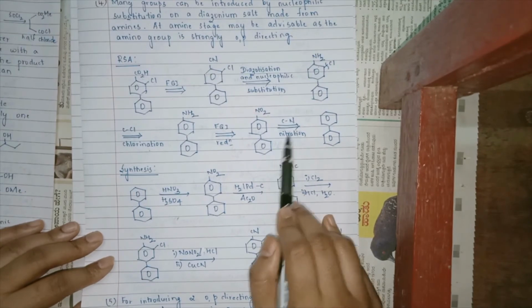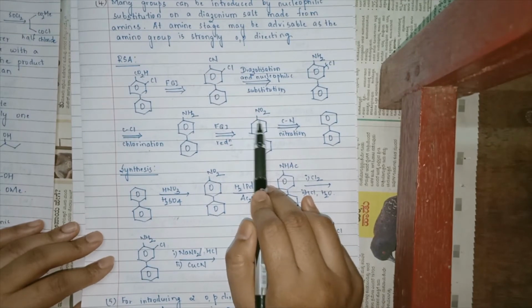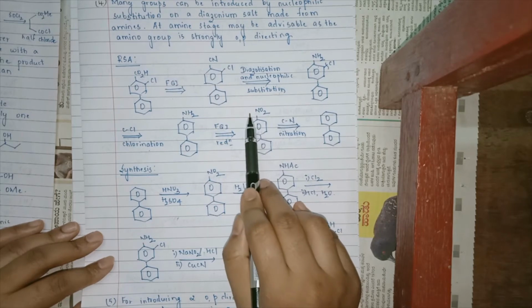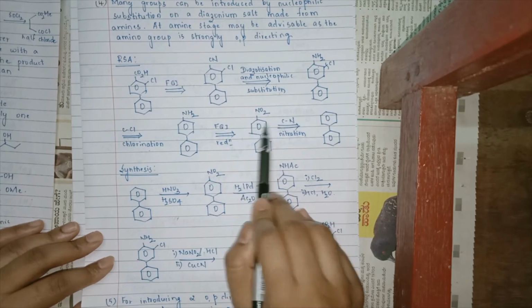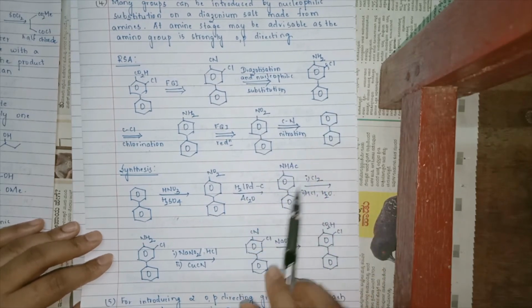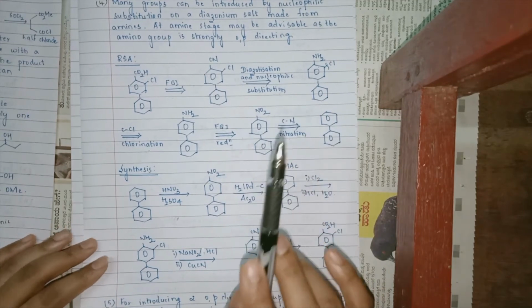Again, I can do a C-N disconnection by nitration. The nitro group can be easily introduced by the nitration system. So this NO2 also can be disconnected. Lastly, I will be getting this biphenyl system.